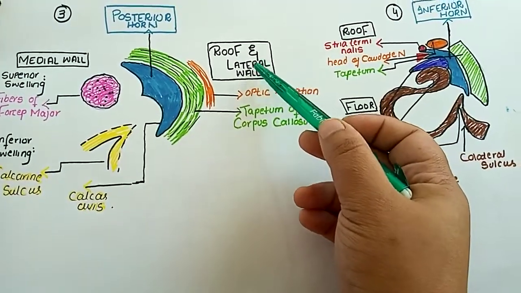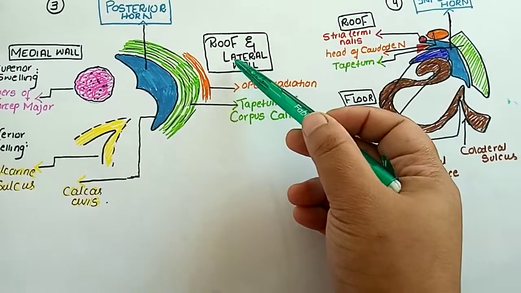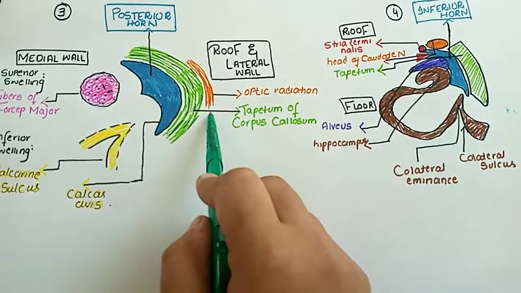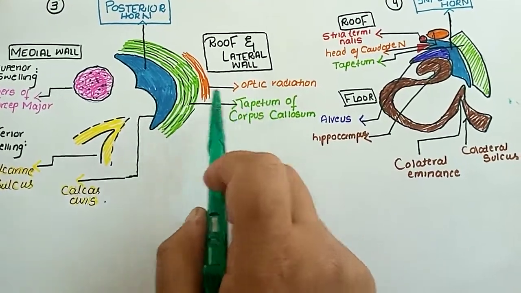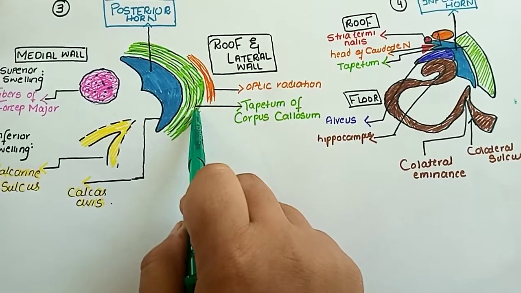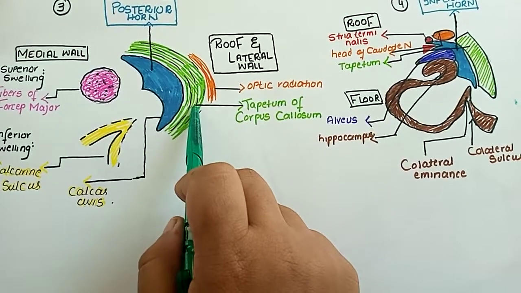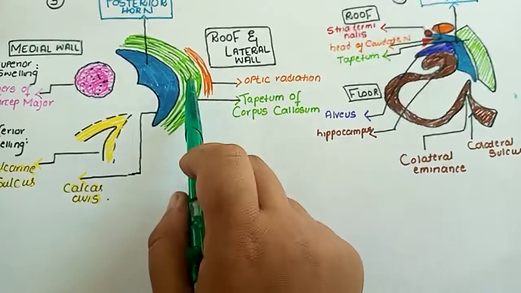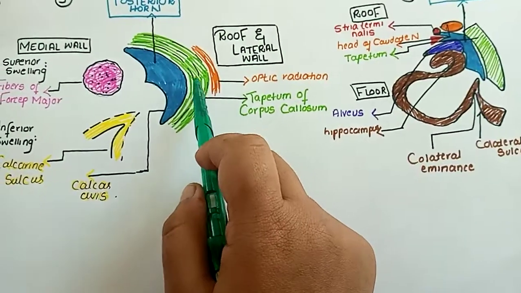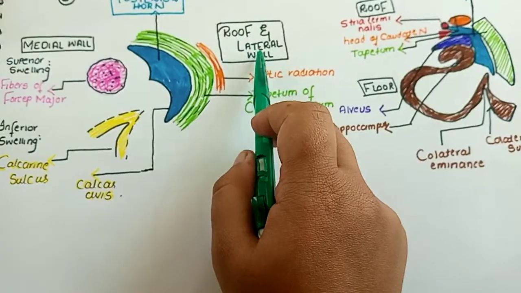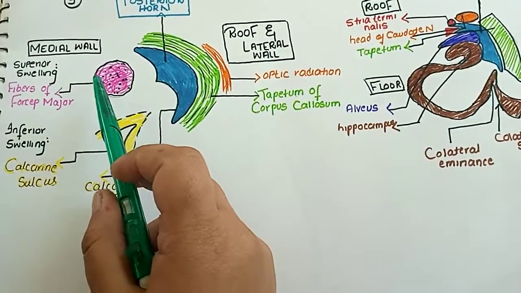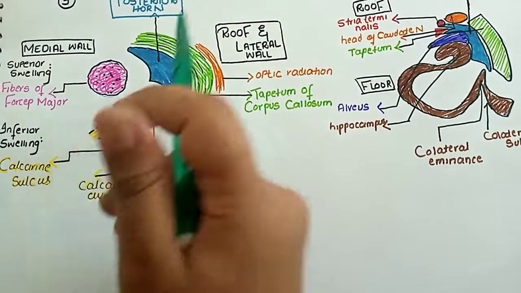The roof and the lateral wall of the posterior horn are made up of the same structure, known as the tapetum of the corpus callosum. Basically, the tapetum of the corpus callosum is formed by the decussating fibers of the splenium of the corpus callosum, and lateral to the tapetum is the optic radiation. So these two structures contribute to the formation of the roof and lateral wall of the posterior horn, and the medial wall is made up of two swellings.